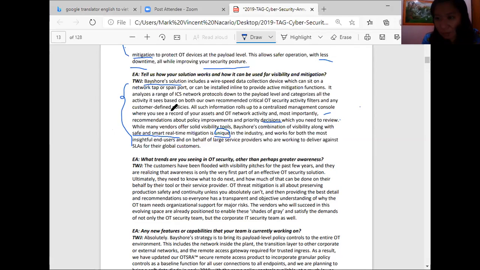So in this one, I did some research about the network tap or span port. Do you know this one? Bayesian solutions includes a widespread data collection device, which can sit on a network tap or span port. So, network tap is a test access point, right? Tap means test access point. Am I correct?